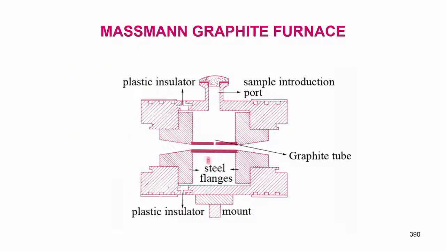Nevertheless, because of its simplicity and ease of operation, most of the graphite furnaces in use today are based on the Massman design, that is, they are tube furnaces with resistance heating, which offer flexibility in the programmability and operating convenience. I will show you the Massman design here like this. Here the reddish brown area which I am pointing is the graphite tube.